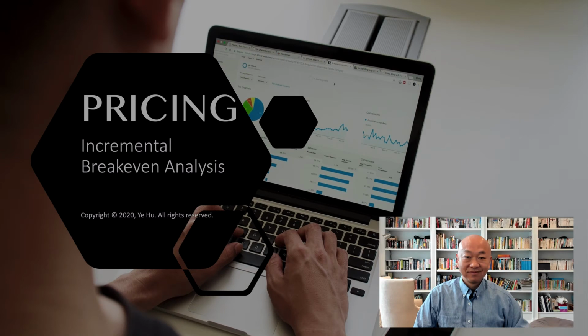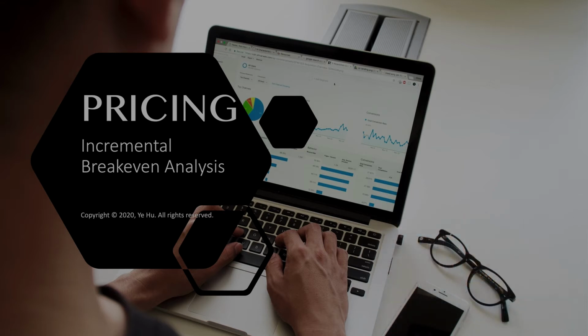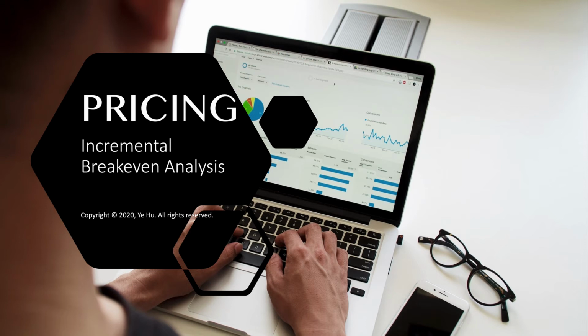Today's topic is incremental breakeven analysis. In this lecture, we're going to cover two things. One, what is incremental breakeven analysis? And two, how do we conduct an incremental breakeven analysis? This topic is particularly relevant when a company is making a decision on whether to and how much to adjust its prices. To motivate today's topic, let me start with a question.